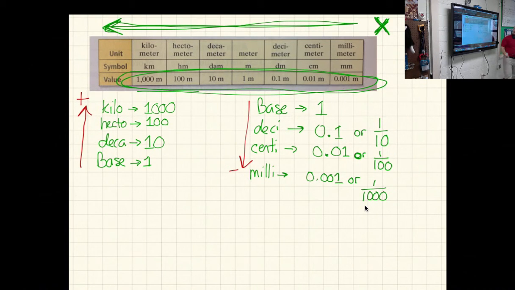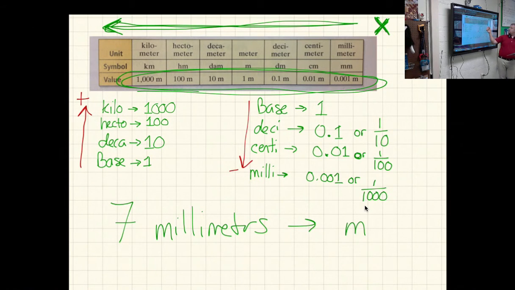Okay? So if I'm going from 7 millimeters to meters, I would multiply by 0.001. That's what I would do. I would do 7 times 0.001, and that would shift me all the way over to meters. Okay? Let me erase this.